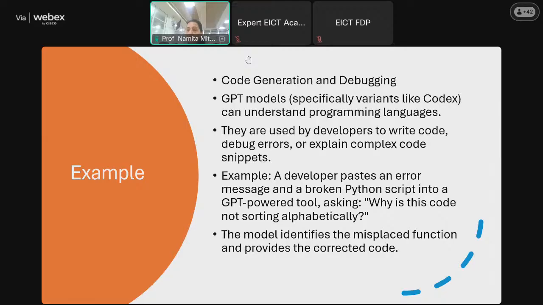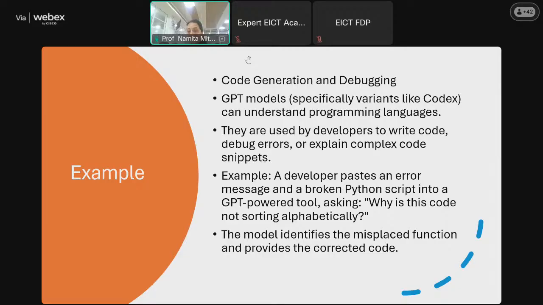A developer pastes an error message and broken Python scripts into a GPT. Why is this code not sorting alphabetically? Why is this code giving an error? What is this error? How do I debug it? Anything related to coding. It may be Python, it may be C or any other language. So the model identifies the misplaced function and provides the corrected code. So this is an example of GPT.